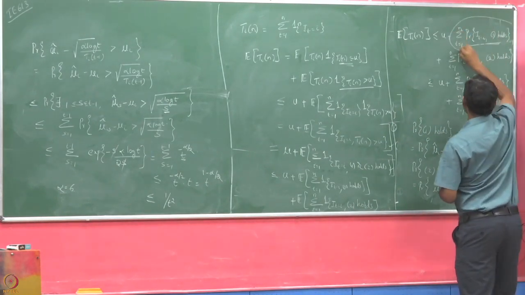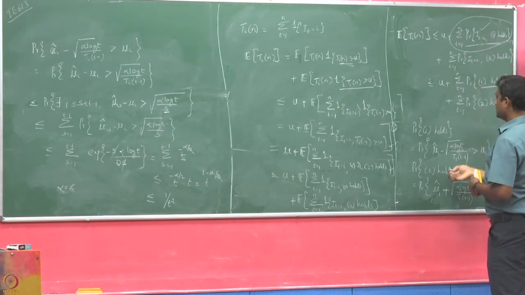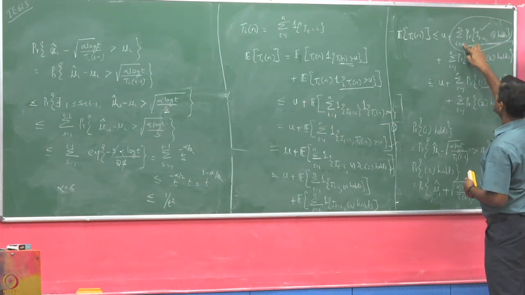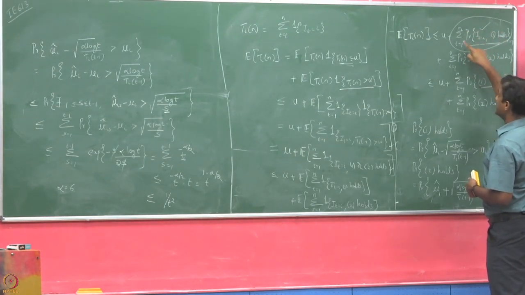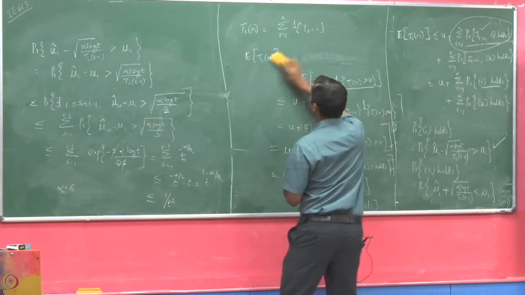I am interested in computing this probability. I have actually computed a bound on this probability through this, and now I want to compute its value by summing it over t from 1 to n. So, let us do that now.